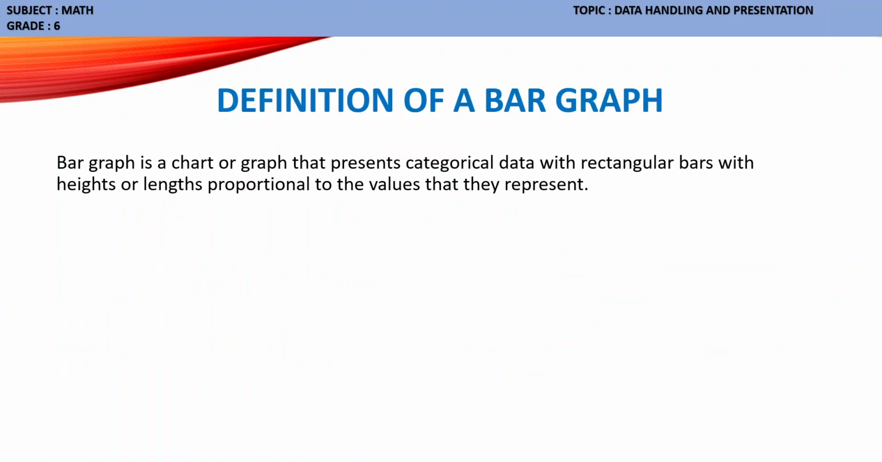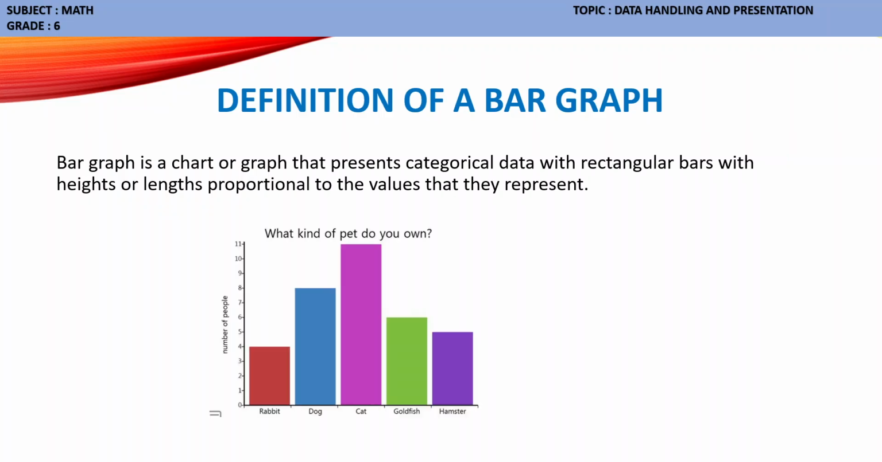Definition of a bar graph. A bar graph is a chart or graph that represents categorical data with rectangular bars with heights or lengths proportional to the values that they represent. For example, here, what kind of pet do you own? Rabbit: 4 members answered. Dog: 8 members answered. Cat: 11 members answered. Goldfish: 6. And hamster: 5.